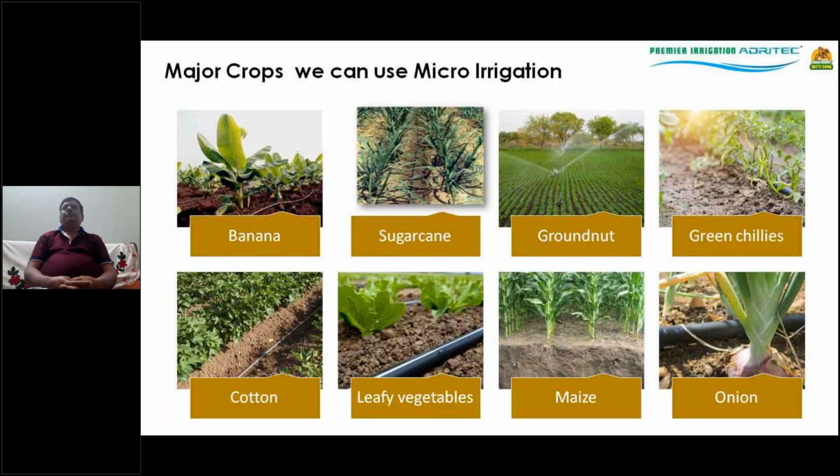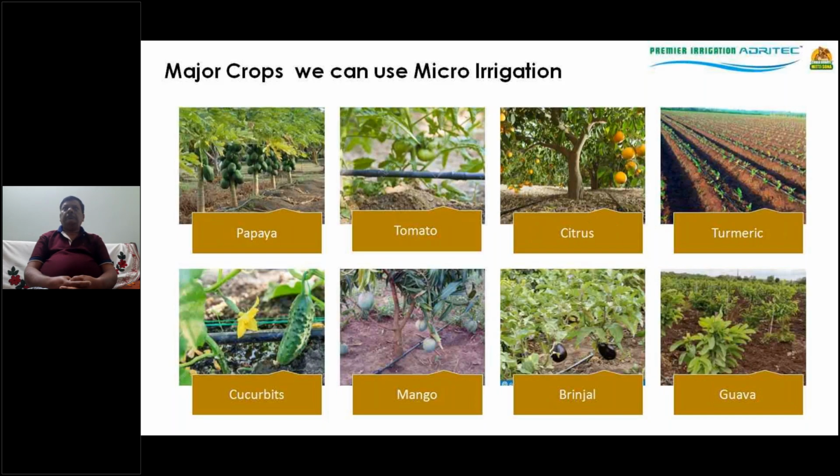Now let us look at the crops. You name the crop: banana, sugarcane, groundnut, chilies, cotton, vegetables, maize, onion. You name the crop, and today we can use micro irrigation for any of these crops. Let it be papaya, tomatoes, citrus, turmeric, guava, brinjal, mangoes, cucurbits. Even today, drip irrigation on paddy is also being tried, but of course it is still in the experimental stage.